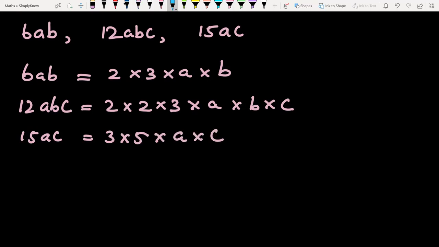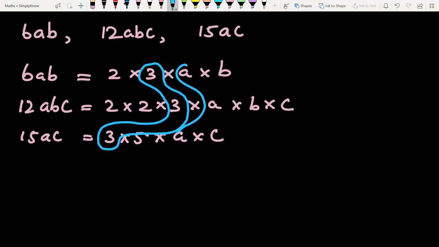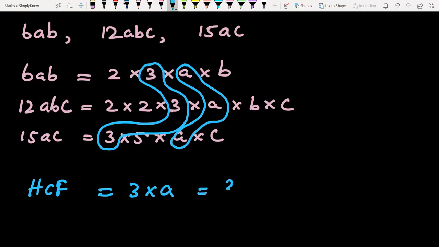Now let's find out the common factors to all three algebraic terms. 3 seems like common because we have 3 as a factor of all three terms. Then even a is a common factor. That's all. So what is our HCF? HCF of these three algebraic terms is 3 times a, which is 3a.